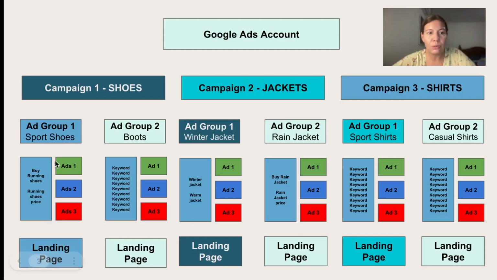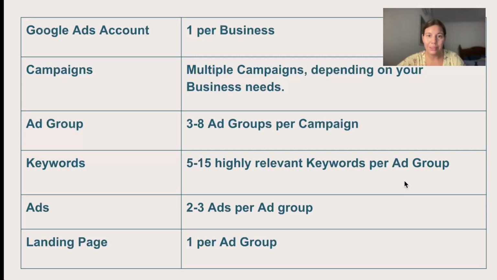And then each ad group should lead to a different, highly relevant landing page. The landing page should specifically be designed for this product of the ad group. So for boots, we have a different landing page. We have a different landing page for winter jacket, for rain jacket, and then we do the same for the other campaigns. So this is a quick summary about what I just said, but don't worry, I will include a link to this sheet in the video description.